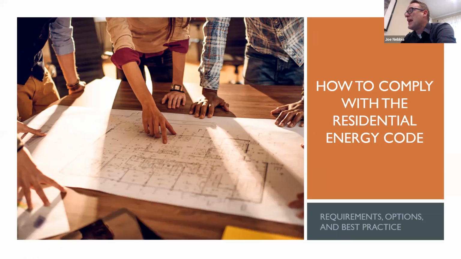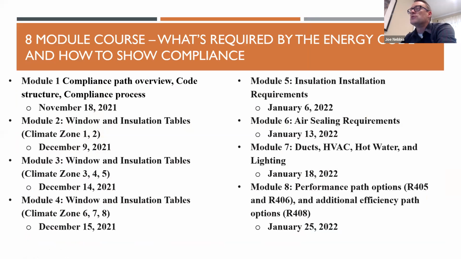This is part of an 8-part series that we're doing on the energy code. It's module 2. So you'll see we already did module 1. If you missed that, that's an introduction and overview of the structure of the energy code and the different compliance path options. Today, we're here on module 2. Again, that's the window and insulation prescriptive tables in the code.